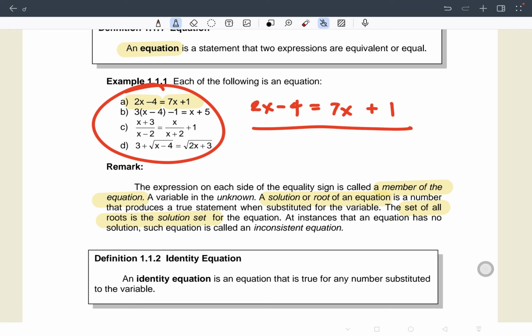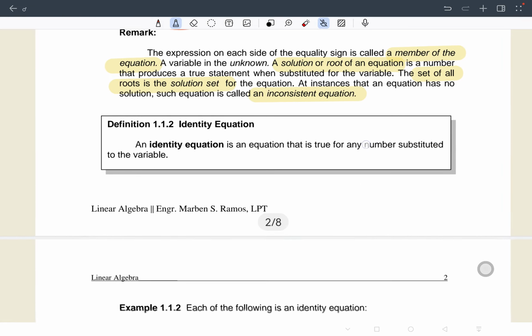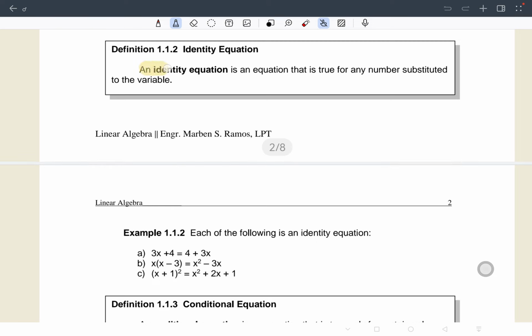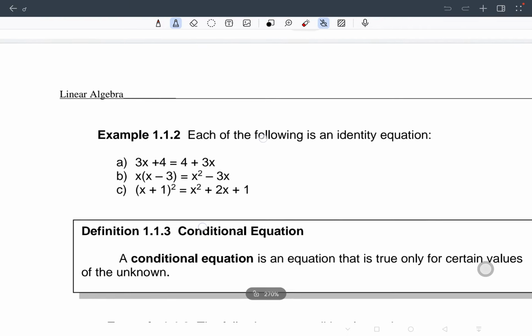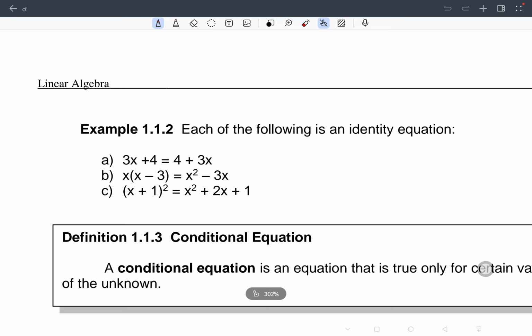At instances that an equation has no solution, such equation is called an inconsistent equation. Now, let us try to define an identity equation and a conditional equation. An identity equation is an equation that is true for any number substituted to the variable.